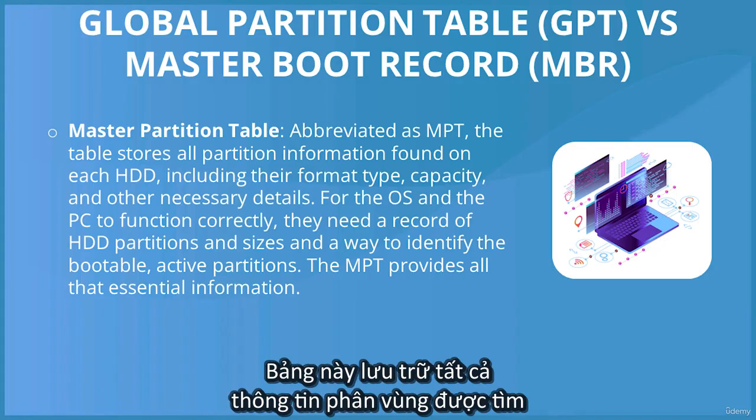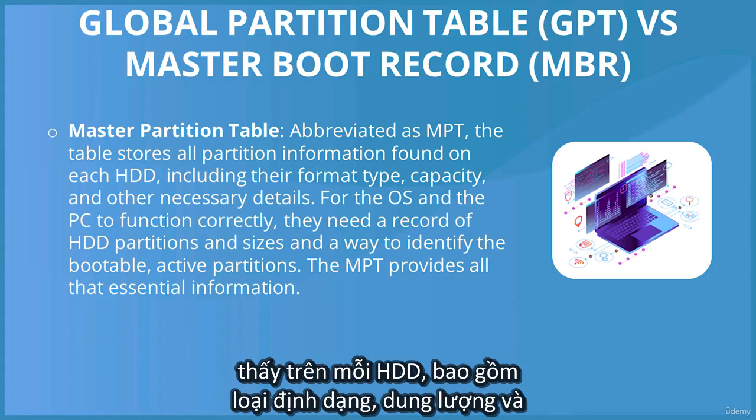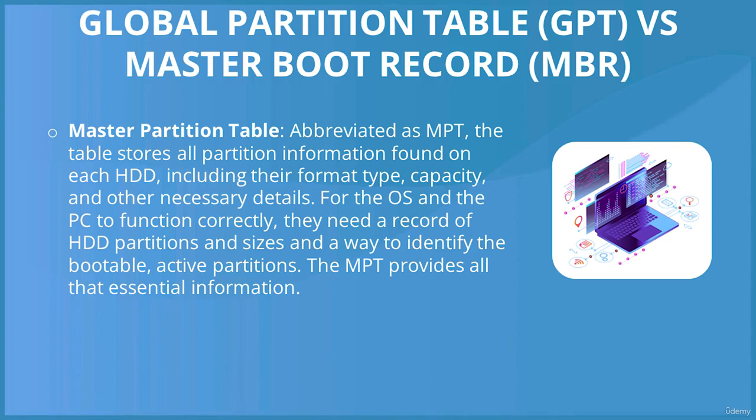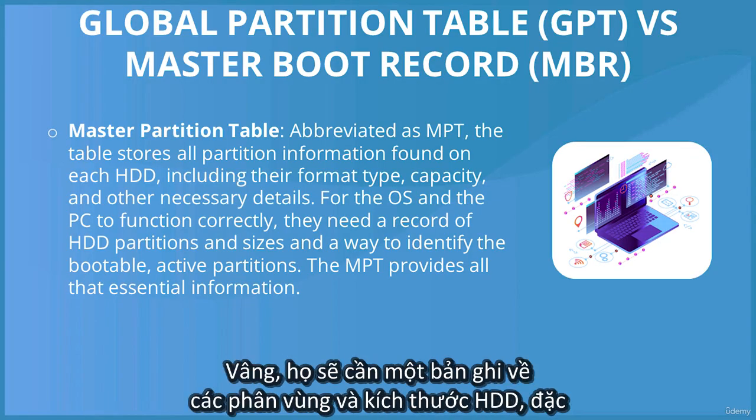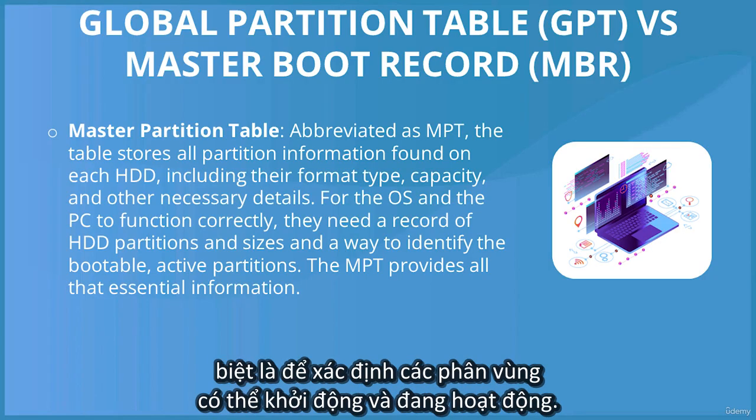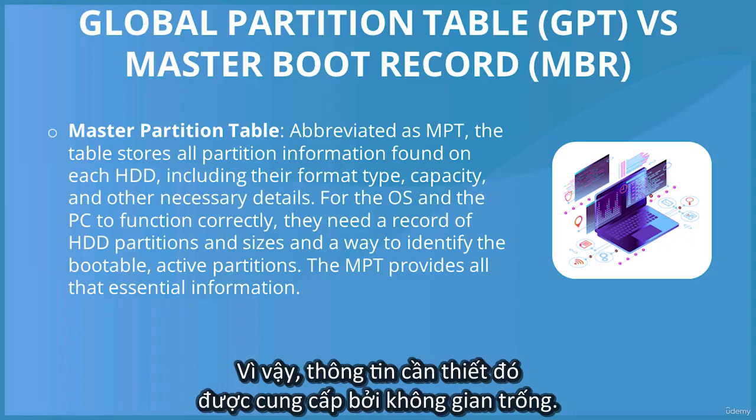So the MBR data stored in LBA1 of the HDD includes the following: the Master Partition Table, abbreviated as MPT. This table stores all partition information found on each HDD, including format type, capacity, and some other necessary details. For the OS and the PC to function correctly, they're going to need a record of HDD partitions and sizes, especially a way to identify the bootable and active partitions. So the MPT provides all that essential information.